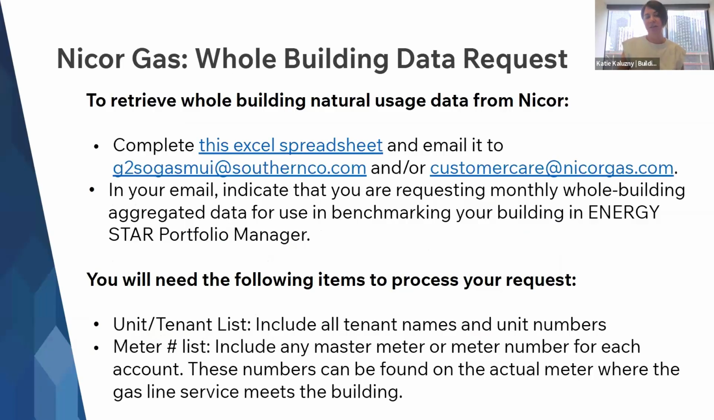But basically, you're filling out the spreadsheet to the best of your ability. And in your email, as we mentioned, you're requesting whole building energy use, aggregated data. You want it monthly throughout the whole year. Some of the things they might need to process the request with NICOR, similar to Peoples Gas, is the number of units in the building, what the units are called, the meter list, any master meter. These can be found where the gas line meets the building, as I mentioned. So you might have to dust it off and look a little bit closely and find those meter numbers, but that really helps them get an accurate list to you of what will be included in that aggregated data they send.